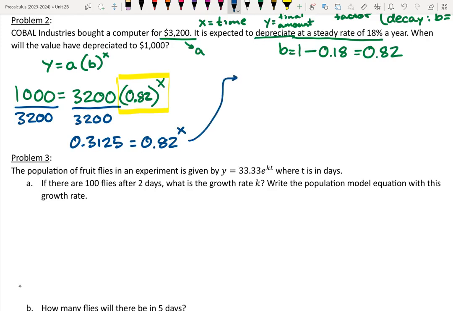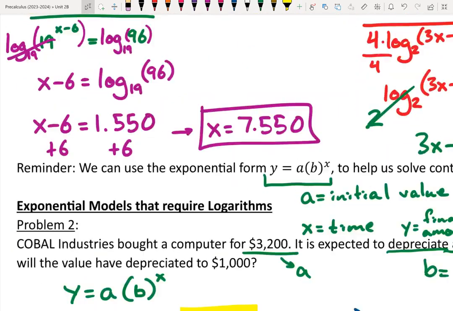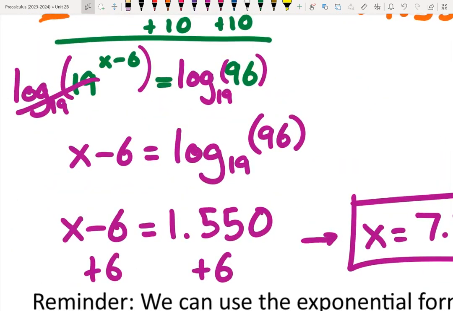We have an exponential. What is our inverse operation? How do we undo exponentials? Be confident with your answer. How do we undo exponentials? We log it, just like our problem up here.